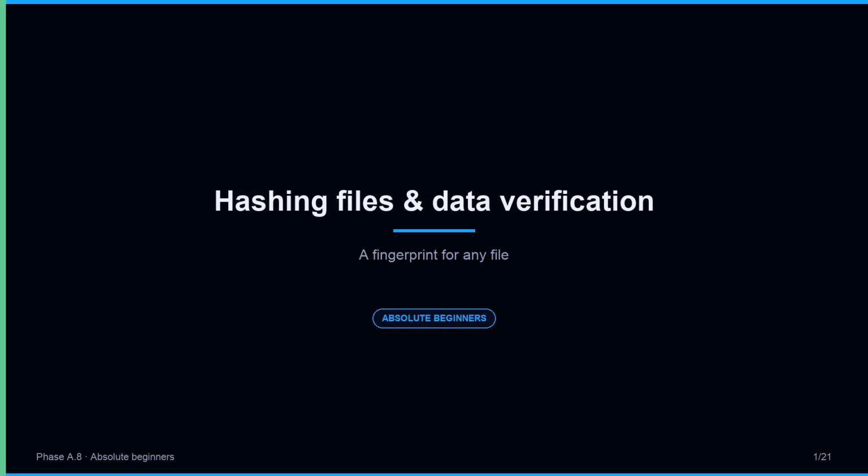Any file, no matter how large, can be reduced to one fixed length fingerprint using hashlib. We learn to read the file as bytes, feed those bytes to SHA-256, and verify the result against an expected hash. This is how the cloud proves your downloads arrived intact and how security teams detect tampering.